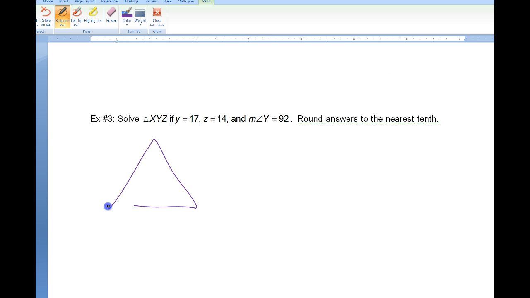Okay, finally, last one. So here's triangle XYZ. So I have lowercase x, y, and z. I know y is 17, and z is 14. And this time, I only know one angle measure, angle y. So I'm actually missing angle x, angle z, and little x.